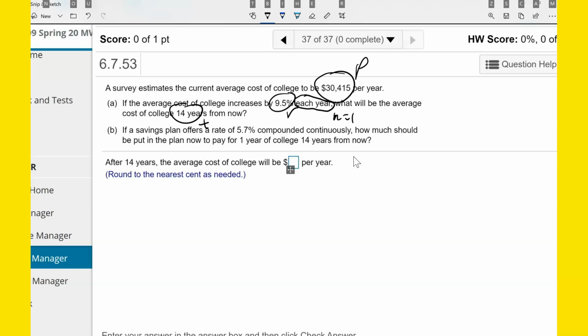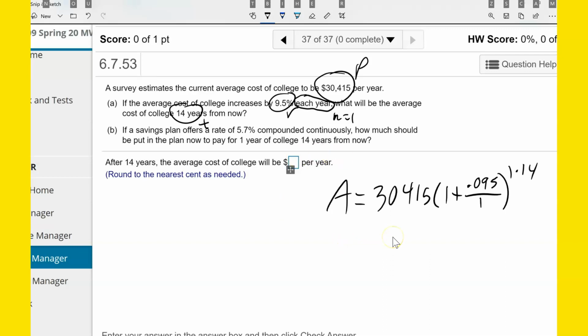14 years, there's time. So let's see if we can do it. A equals 30,415 times 1 plus 0.095 over 1 raised to the 1 times 14 power. And that will tell you how much college will cost 14 years from now based on that information. So just type that in your calculator to get that answer.